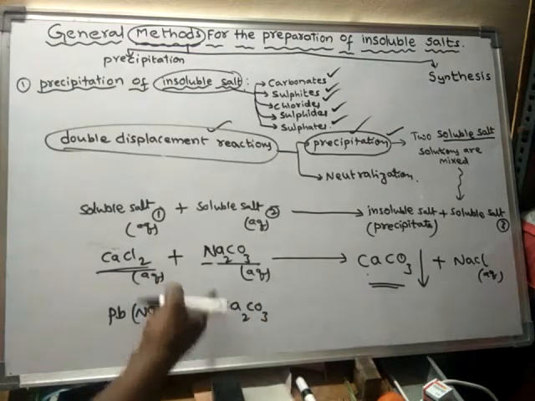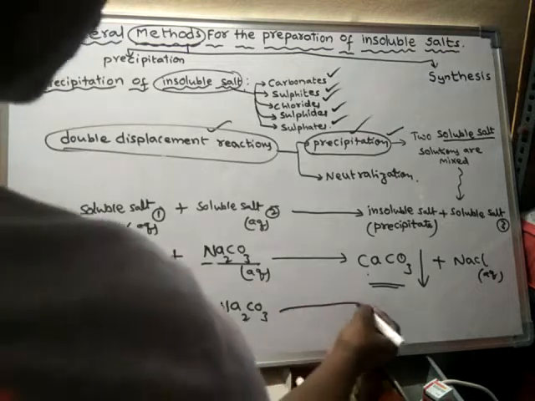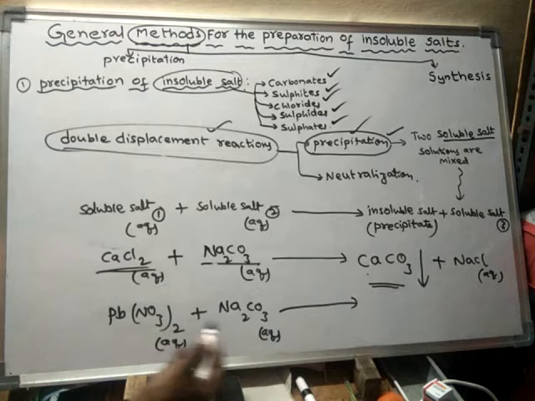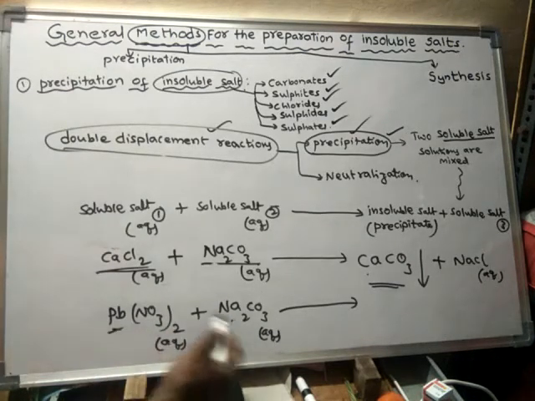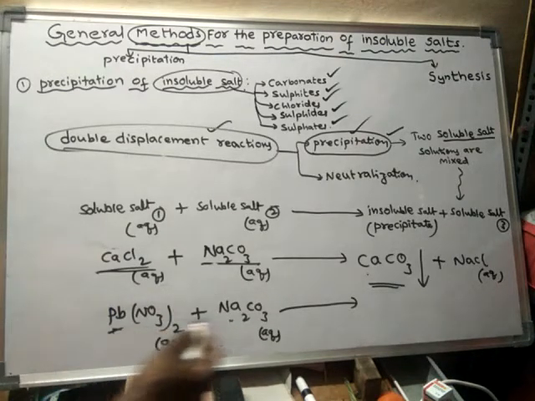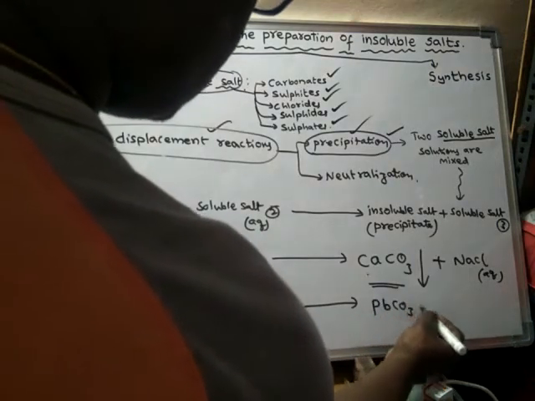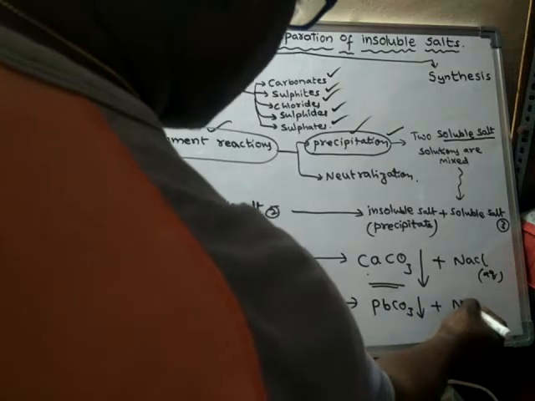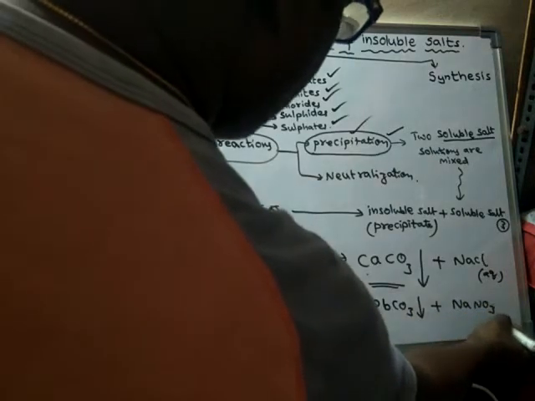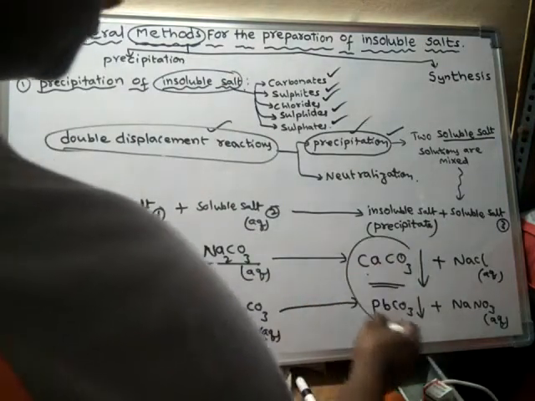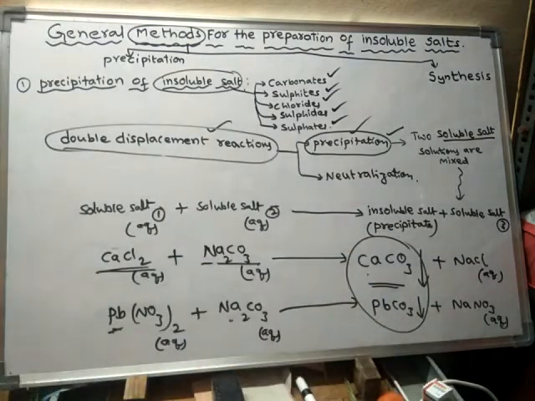So this is also soluble. Already we learned. So what happens? When these two are mixed, sodium and lead will exchange their ions. Now sodium will combine with nitrate and lead will combine with carbonate to form insoluble lead carbonate, and sodium nitrate, which is soluble. So in this way, insoluble carbonates can be prepared by this method.